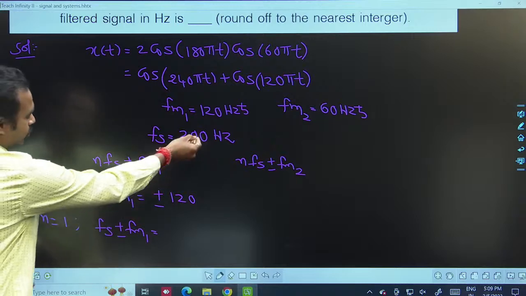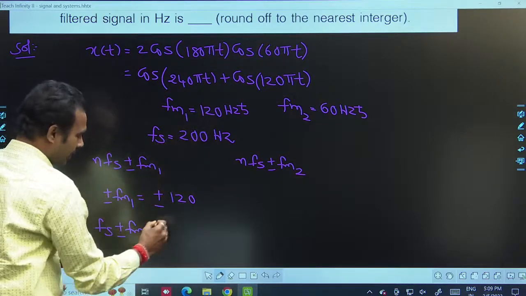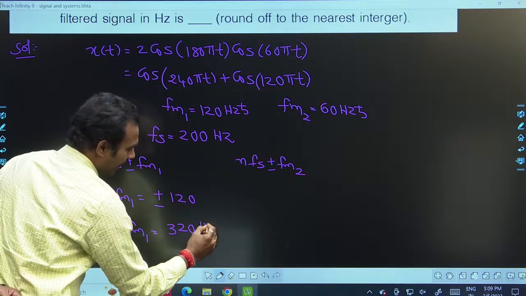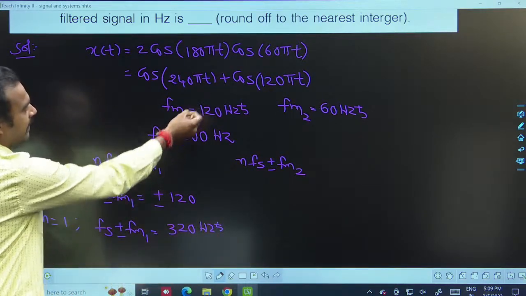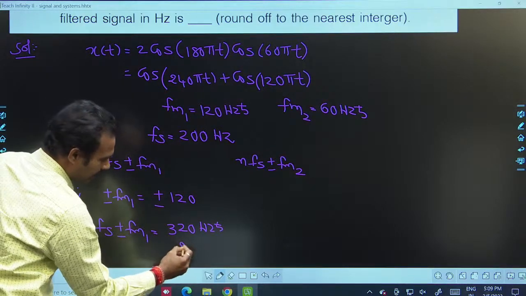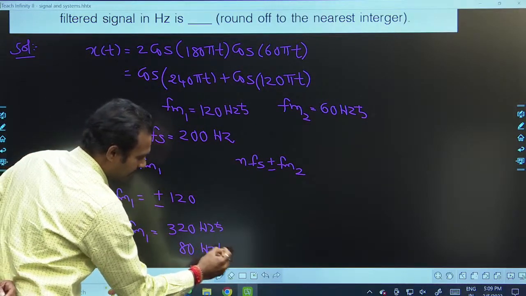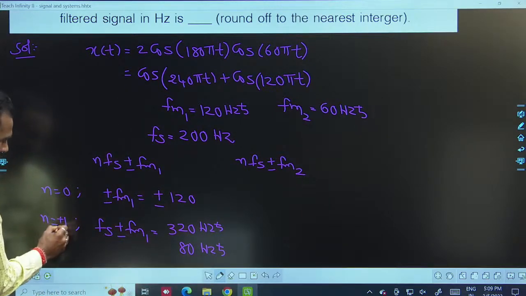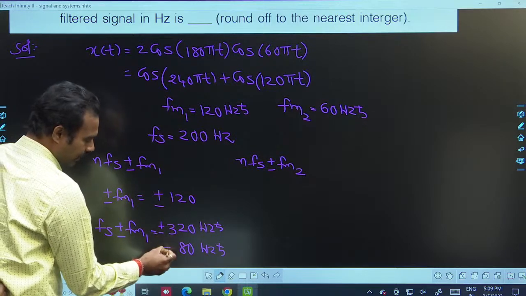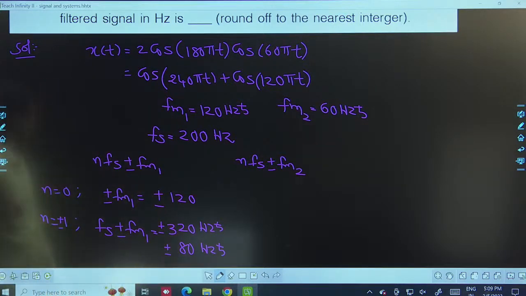If you see, Fs is 200 plus 120, that becomes almost 320 hertz, and another one is Fs minus FM1, that means 200 minus 120, that is equal to 80 hertz. So I can tell like this, if you take plus or minus 1, this also becomes plus or minus 80 hertz will be present.